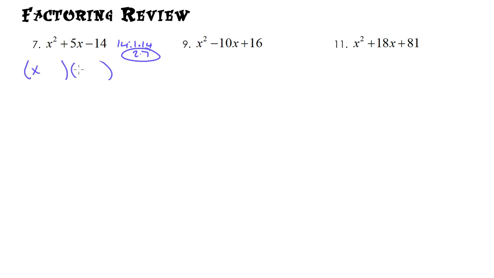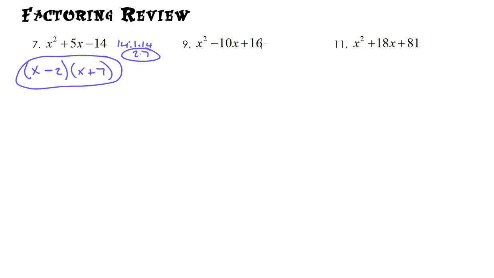We're going to get x times x to get x squared. Our two factors are 2 and 7. And I know that whatever sign is in front of the x here, this first sign, is always going to go with the bigger of the two, right? So positive 7 and negative 2 give us positive 5. And then negative 2 times positive 7 gives us negative 14. And that is that one factored.